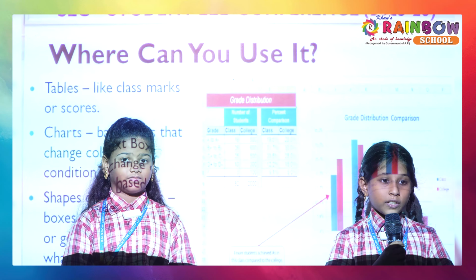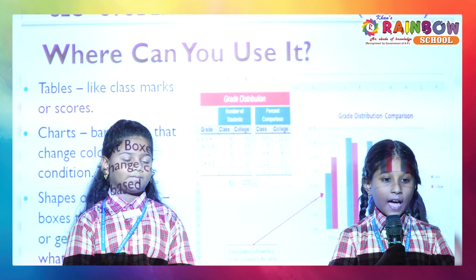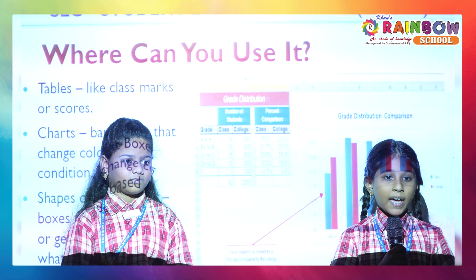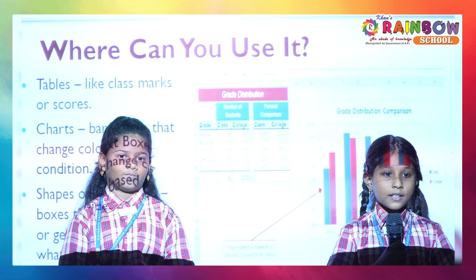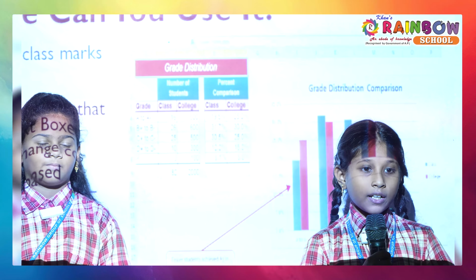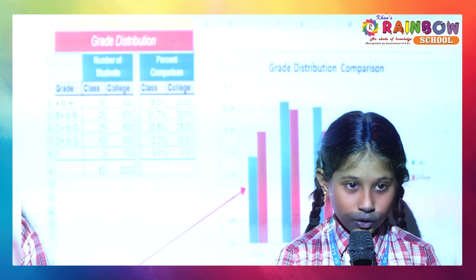Where can you use it? Tables like class marks or scores, chart bar graphs that change color by condition, shapes or text boxes that change color or get icons based on what's inside.